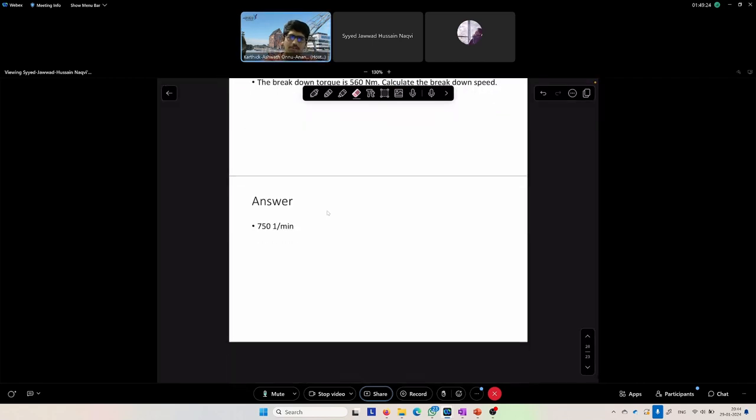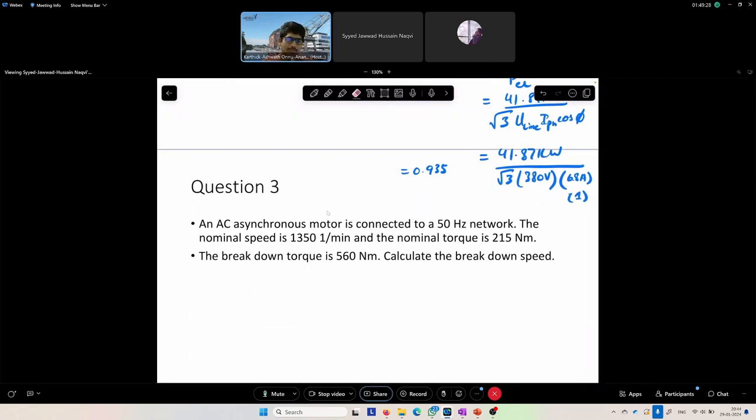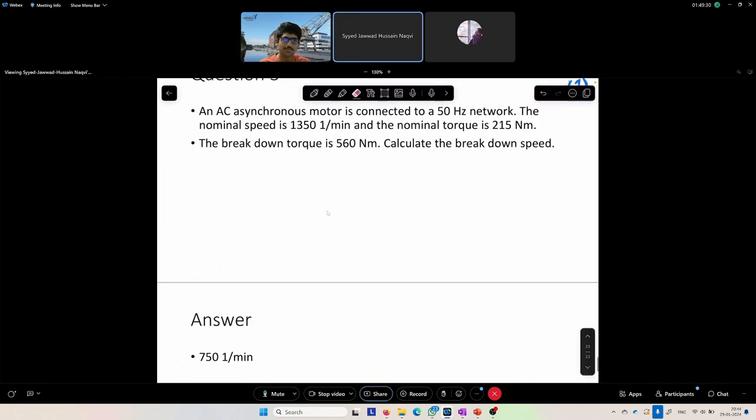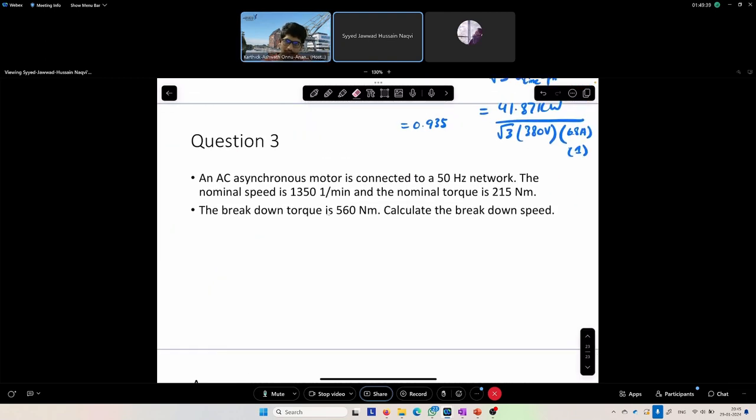Third question, try to solve it. It's a little bit different type of question. It's not like question two, so that's why I kept it. It's similar to the second question from wound field motors. So if we know how to solve this, we can also solve that. Just look at this question.